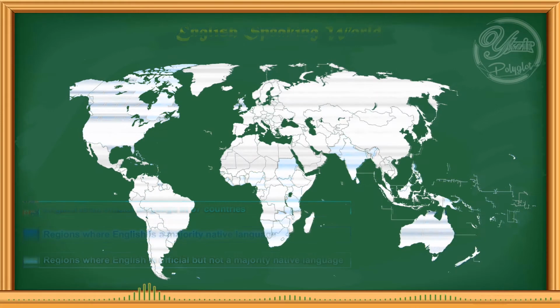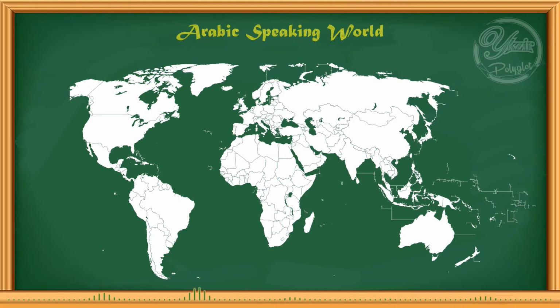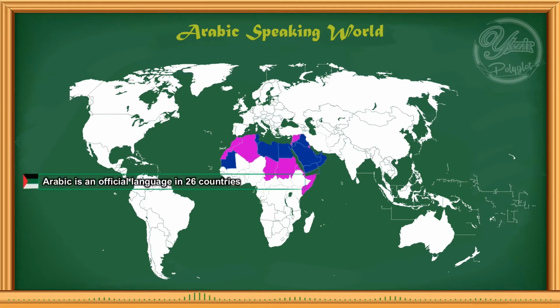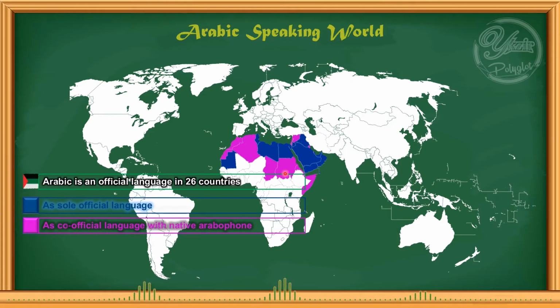Compared to English, Arabic is only used as an official language in 26 countries. It is the third largest language after French and English. The regions in blue are where Arabic is used as the sole official language. In the pinkish regions, Arabic is used as a co-official language with native Arabophone.